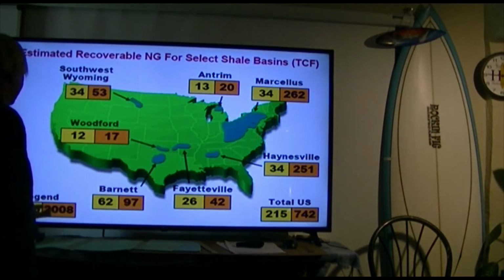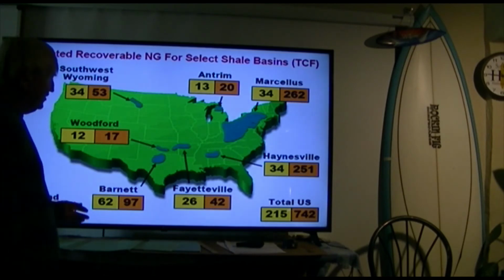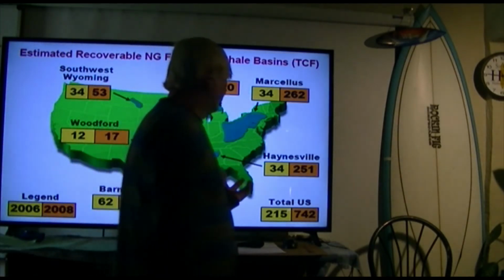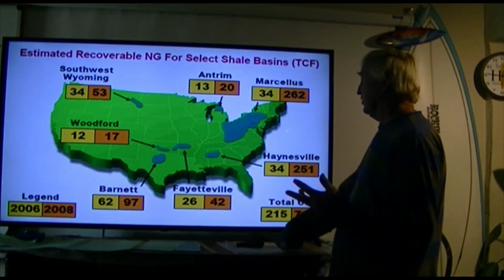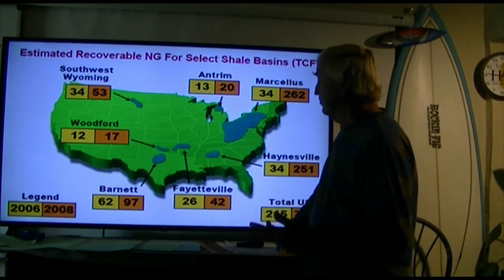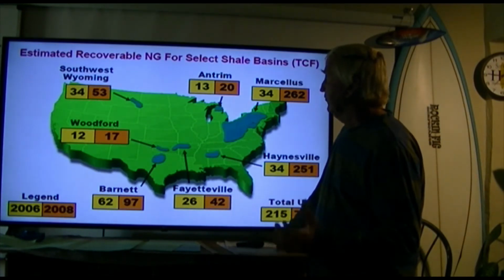Between 2006 and 2007, a lot of technology emerged. As a result, when this new technology was employed in some of these existing areas where natural gas was already known, they were able to basically increase the potential yield for natural gas recovery.